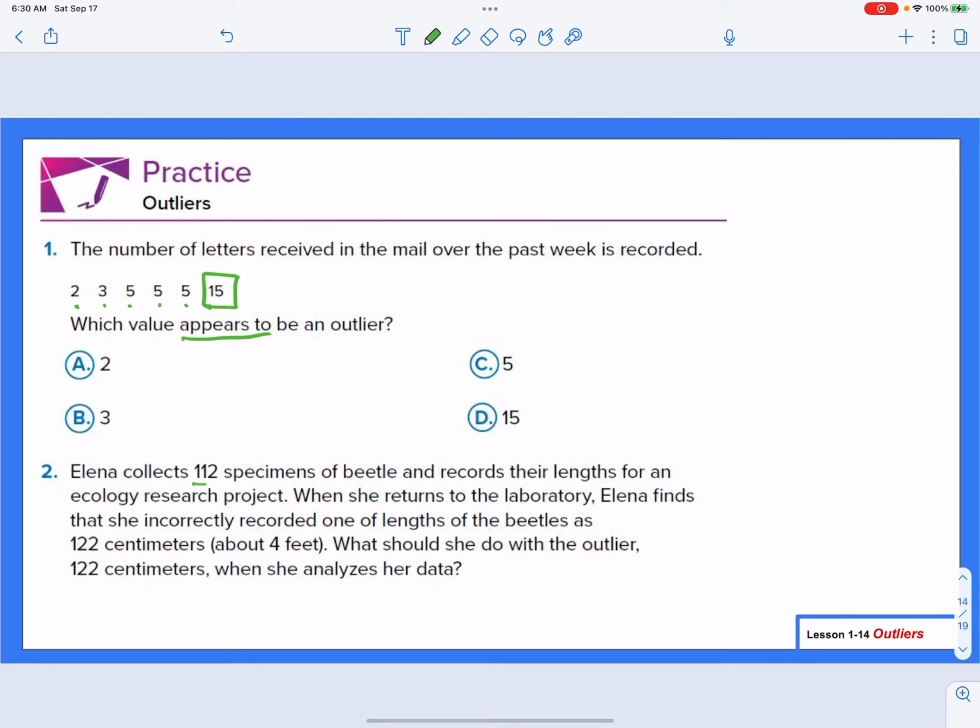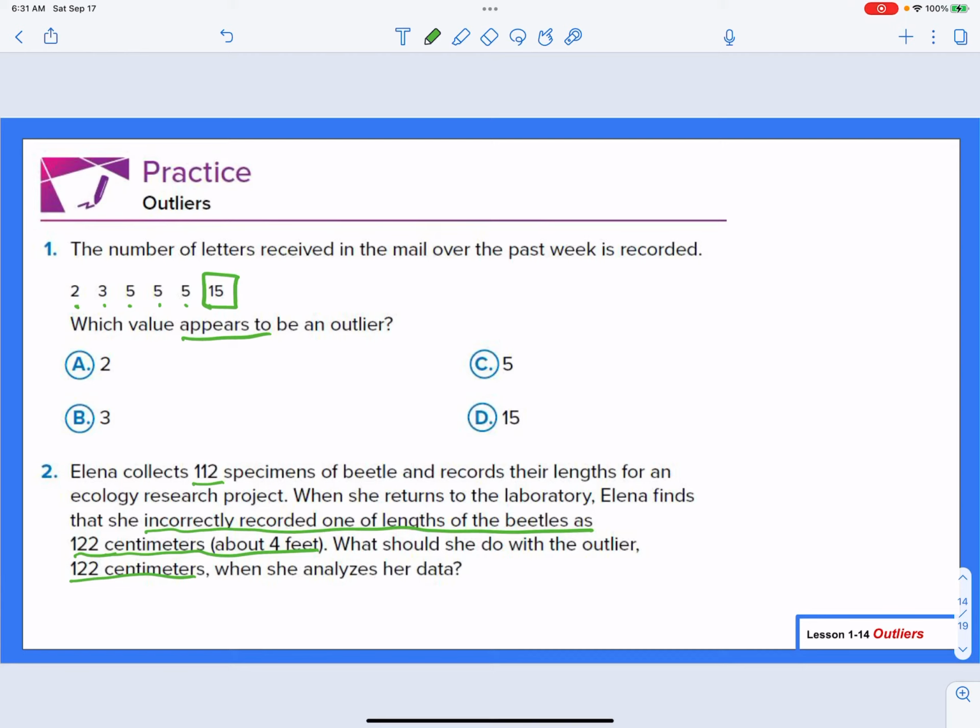Elena collects 112 specimens of beetle and records their lengths for an ecology research project. When she returns to the laboratory, Elena finds that she incorrectly recorded one of the lengths of the beetles as 122 centimeters. Oh no, about 4 feet. That'd be a very large beetle. What should she do with the outlier 122 centimeters when she analyzes her data?